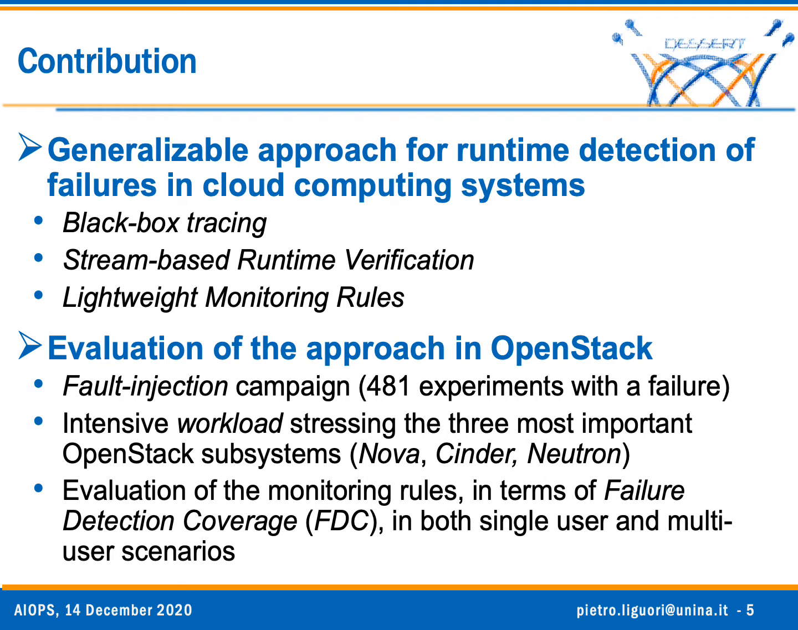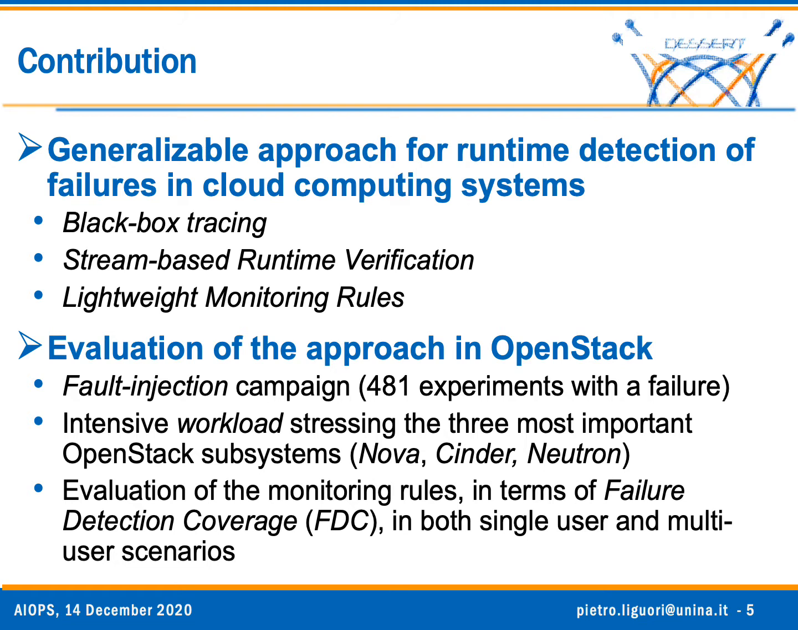The work introduces an approach for runtime detection of failures in cloud computing systems. It uses a form of tracing that is called black box because it requires no knowledge about the internals of the systems. Also, it uses a stream-based runtime verification technique to model the relations between streams of events observed during the execution of the target system. All this allowed us to create lightweight monitoring rules. We investigated the feasibility of our approach in OpenStack, showing that the approach can be easily applied in the context of an off-the-shelf distributed system.